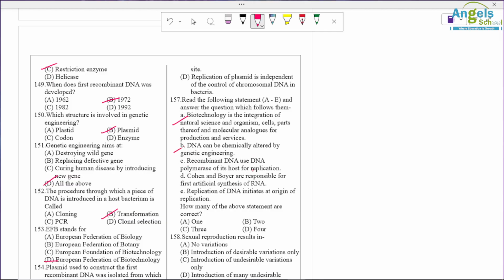Again correct. Recombinant DNA uses the DNA polymerase of its host for replication. Correct. Cohen and Boyer reassembled for the first artificial synthesis of RNA. So here RNA is wrong. It is DNA. So it is wrong. Replication of the DNA initiates at the origin of replication. So again correct. The four statements are correct.